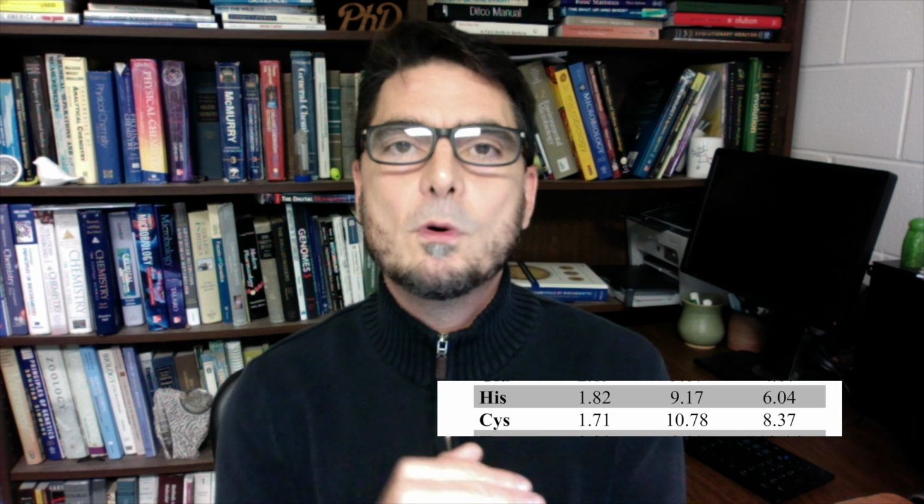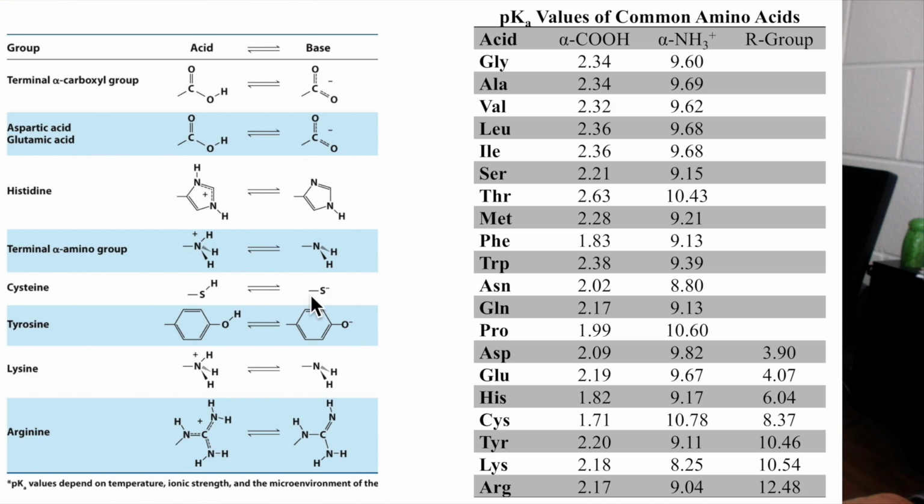Okay. Same thing with histidine and cysteine, since they're closer, right? They're able to fluctuate back and forth between the protonated and the non-protonated much more readily. And so we'll get into that a little bit more.